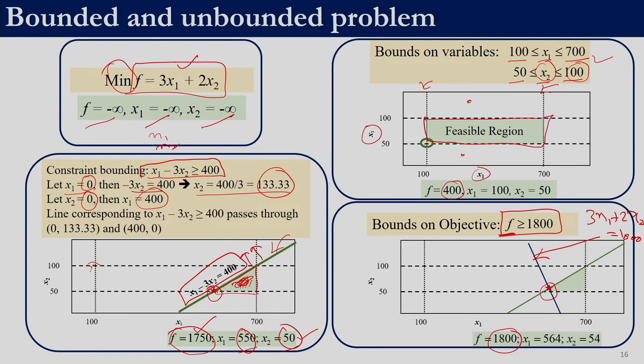Over here, there is a small typo, right? It is minus 3x2 equal to 400. So if we are to calculate x2, it has to be minus 400 by 3, and this has to be minus 133 by 3. Right. So the line is still drawn correctly, but we just had a typo over there.